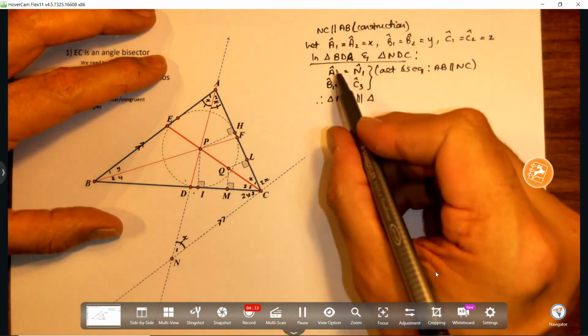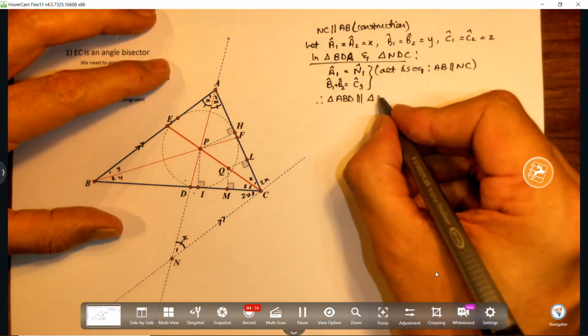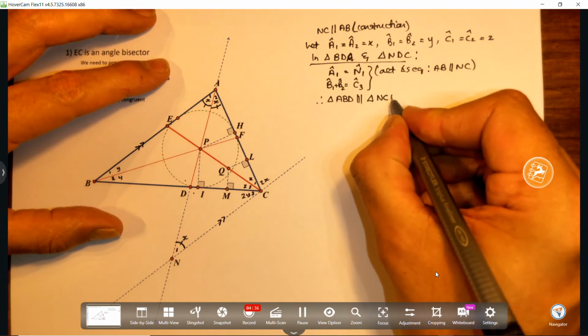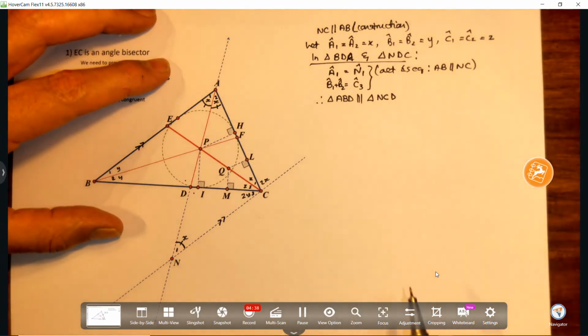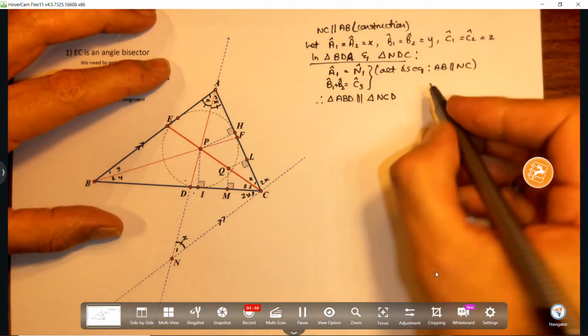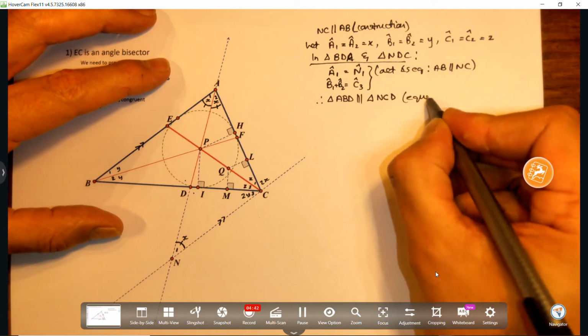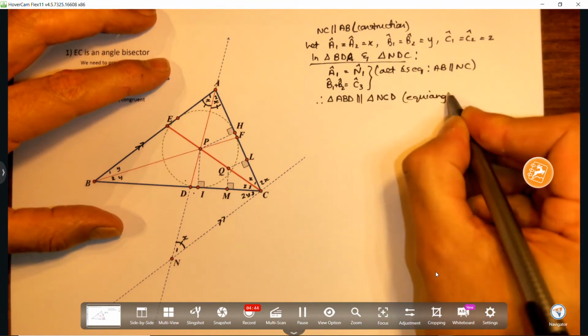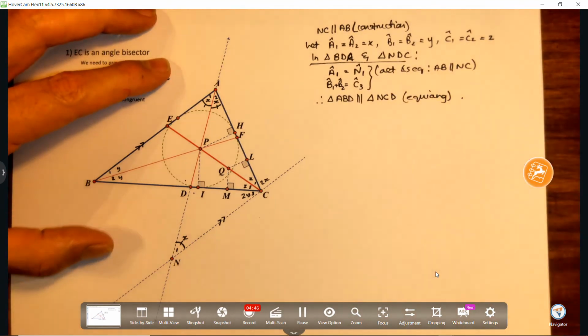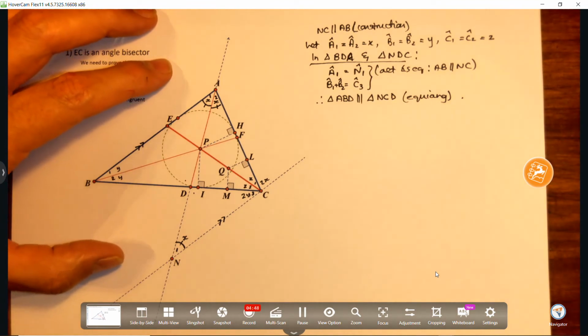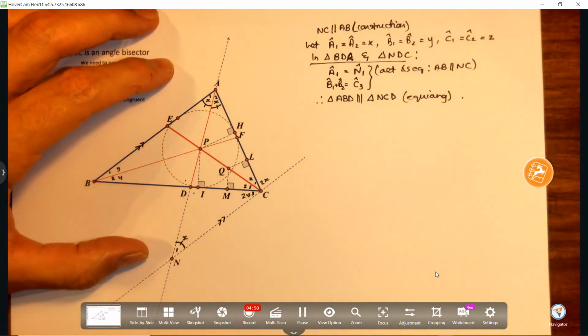Okay, ABD is similar to NCD. Okay, there we go. And why is that so? They're equiangular. Okay, now we've got that going for us. So what can we make from that?